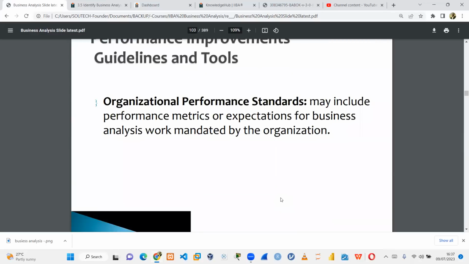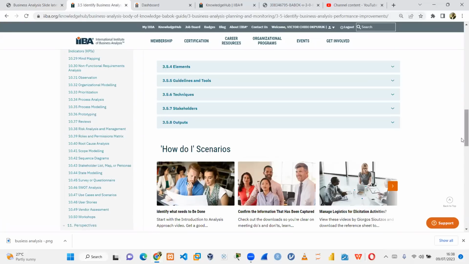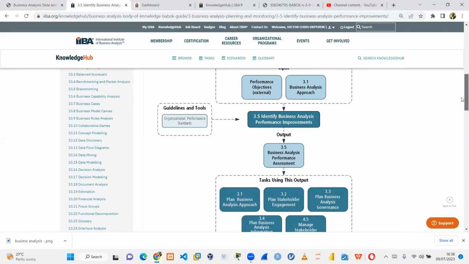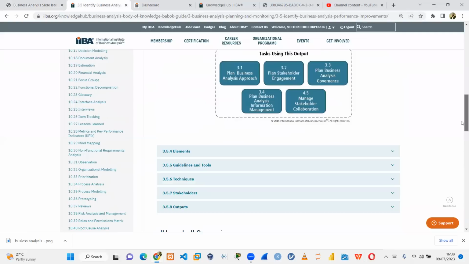What are some of the tools? You have organizational performance standards. This will include performance metrics, expectations for business analysis work, mandated by the organization. Let's look at this from the BABOK Guide. Business analysis, this is 3.5, organizational performance standard. Okay, second.